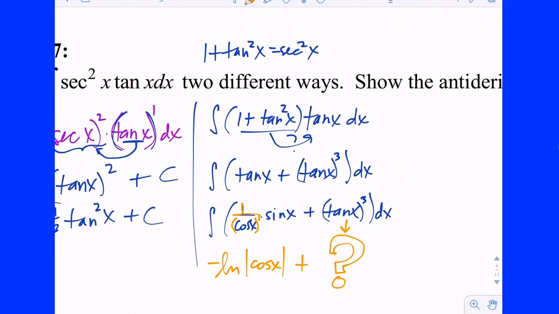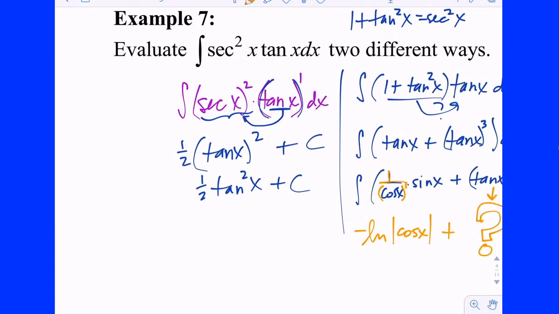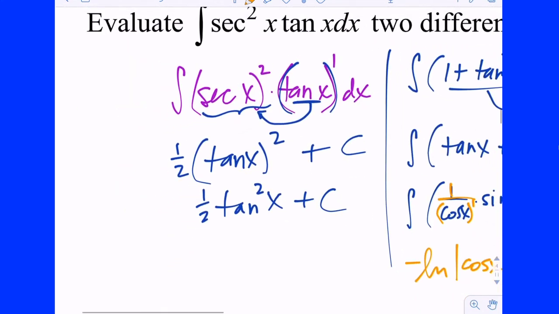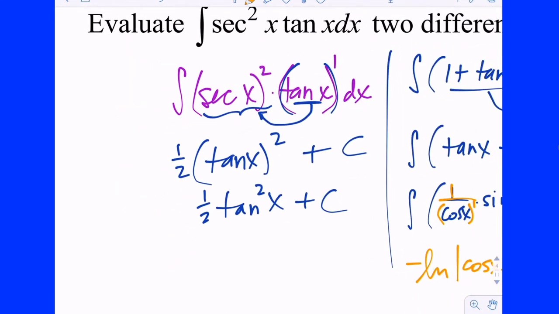Anyone find a different way? U sub. Did you do it? What'd you call u? You called u secant squared x, and it worked? No. Oh, you tried it. Okay.